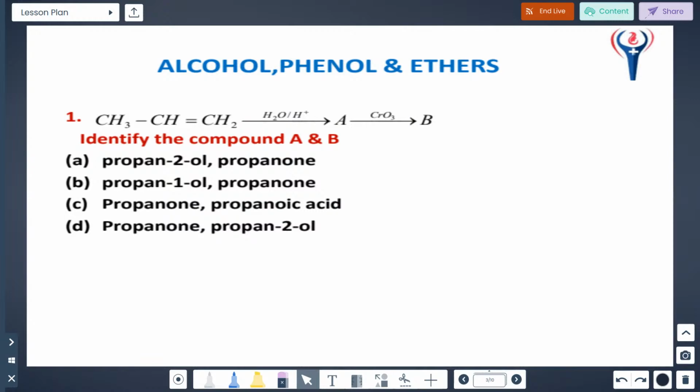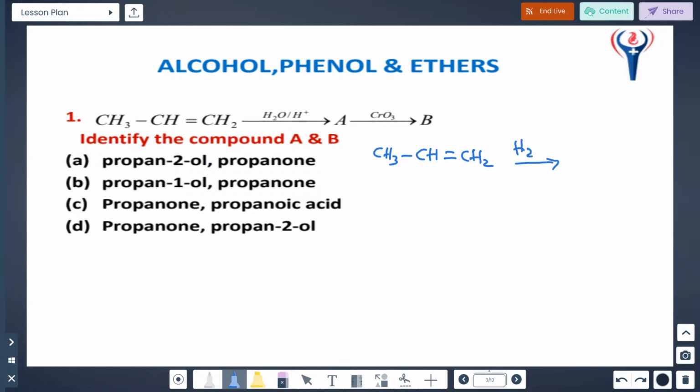Suppose here you see H2O, H plus. You just remember we are adding a water molecule. The rule is the Markovnikov rule. That rule we should follow. Here, listen all of you. This is nothing but propene, CH3-CH=CH2. Now we are adding a water molecule.